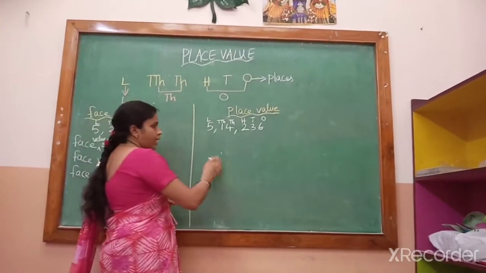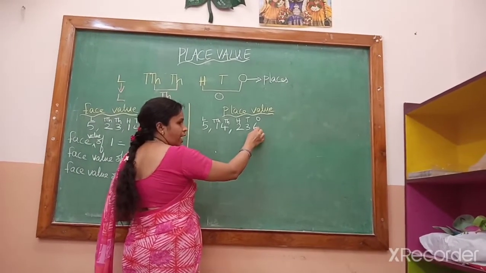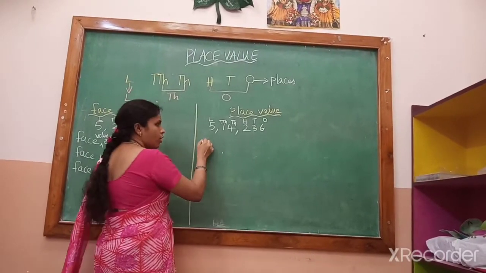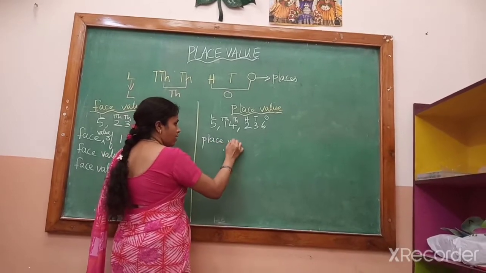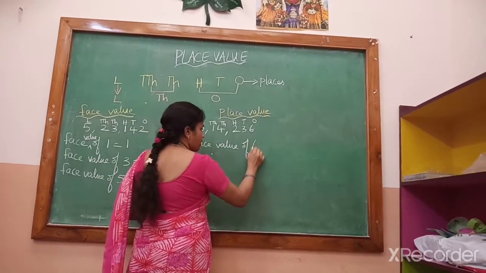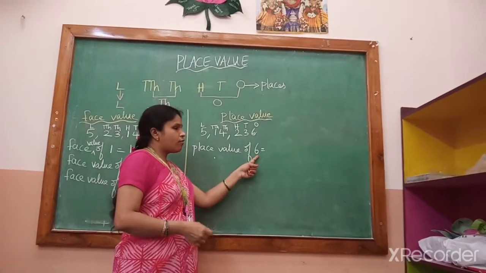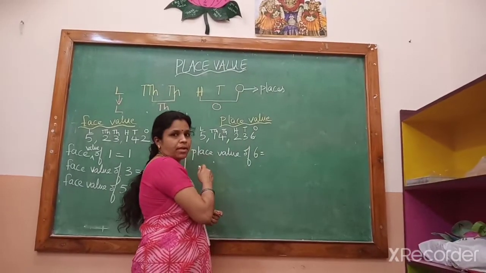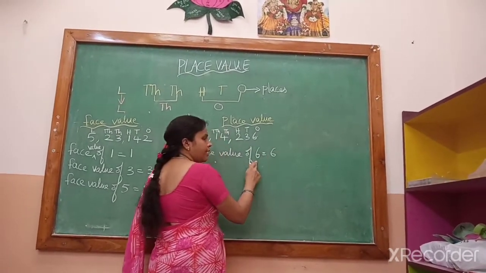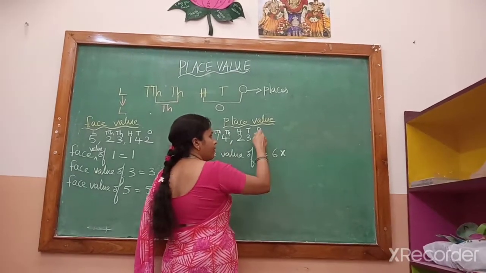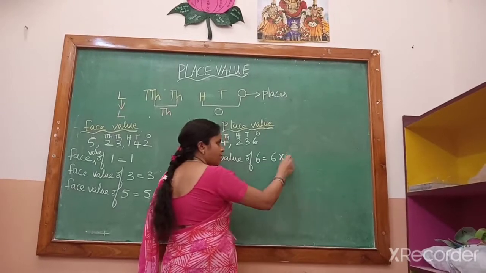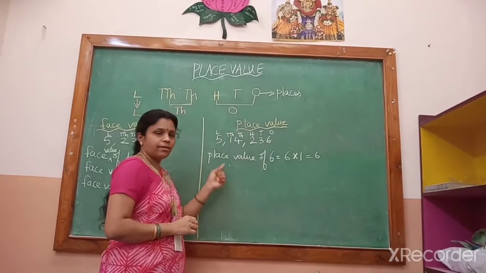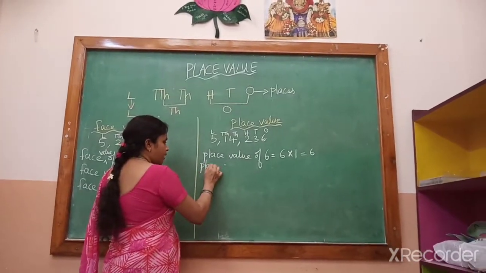Now see here, in ones place what do we have? 6. So suppose I want to find the place value of 6. Place value of 6 means 6 is in which place? Ones place. That means the digit, 6, is multiplied with the place. What place is it? Ones place. So you write 1. So 6 ones are 6. Is it clear?